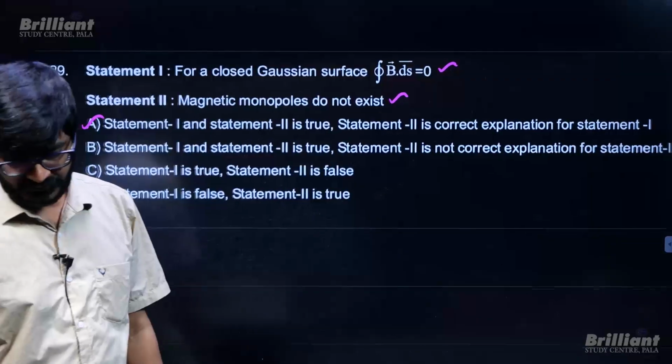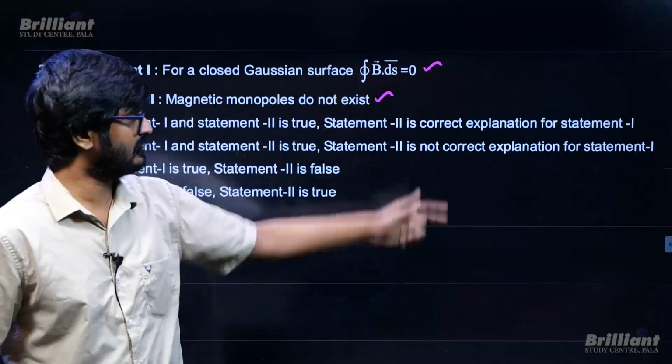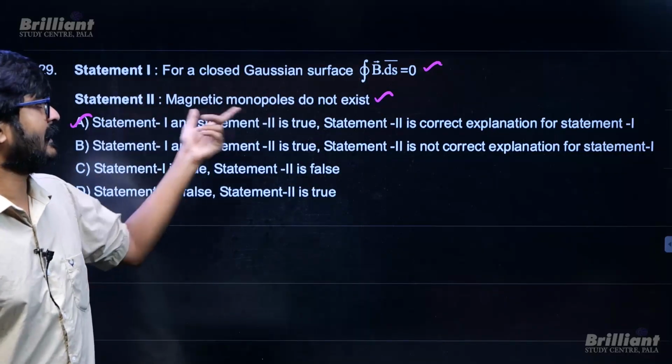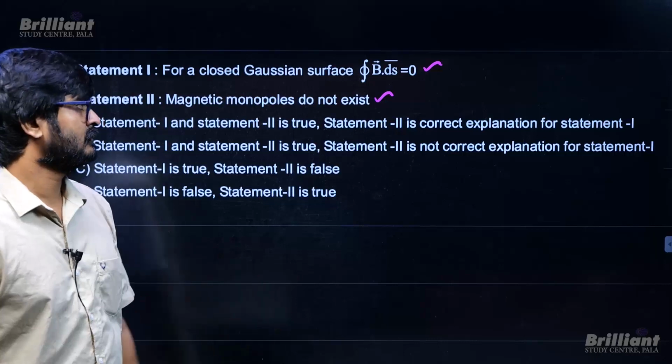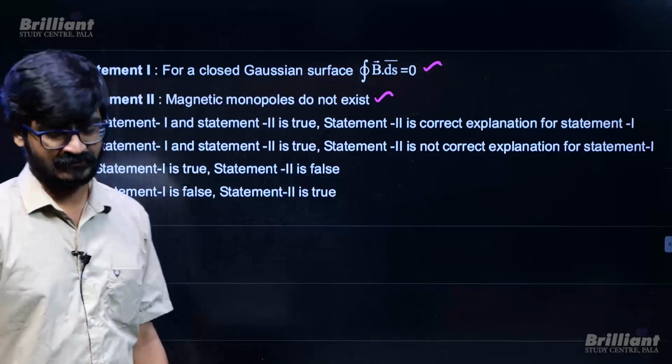Now, you can go with this question from your package. For a closed Gaussian surface, integral B bar dot dS bar is 0. Yes, true. Statement two: magnetic poles don't exist. True. Yes, they are equivalent to each other. So, probably we can say it's the correct explanation also.